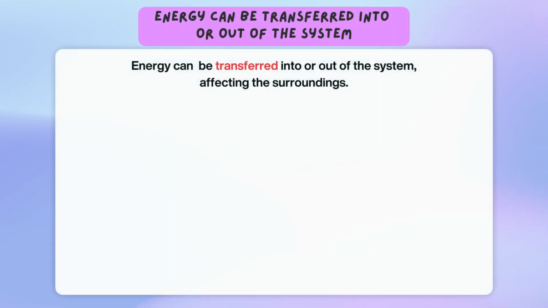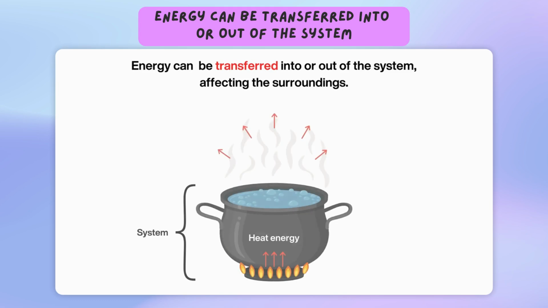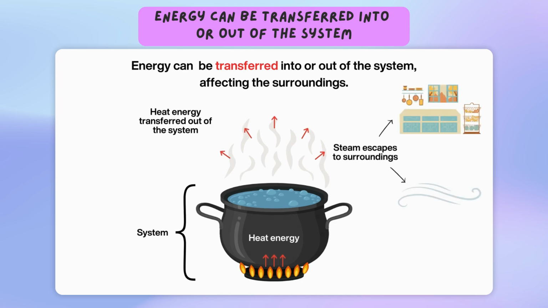Finally, energy can be transferred into or out of the system, affecting the surroundings. For example, in the open saucepan, heat energy is not only transferred to the water, but also lost to the surrounding environment, for example, air and kitchen surfaces.